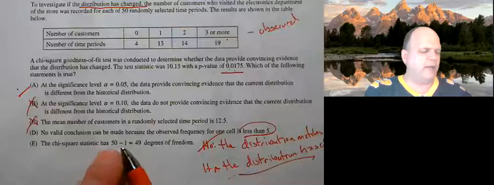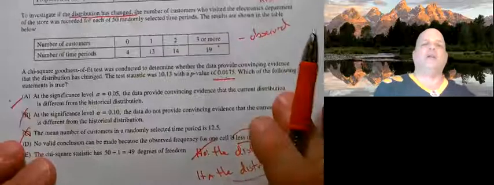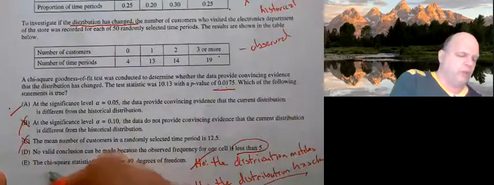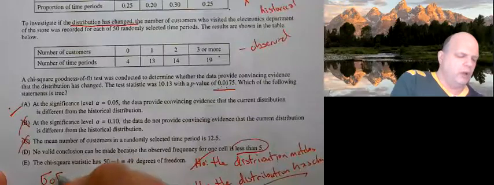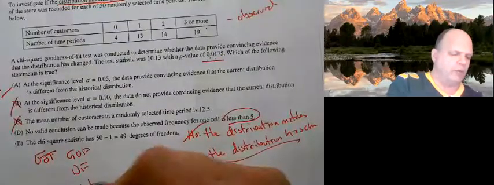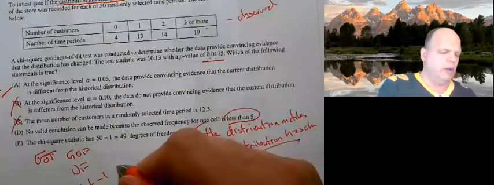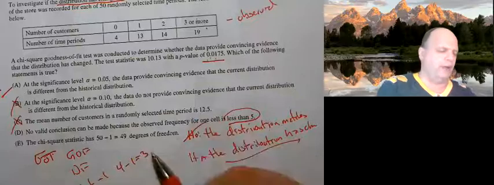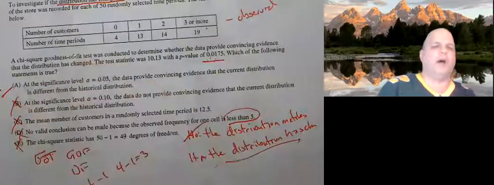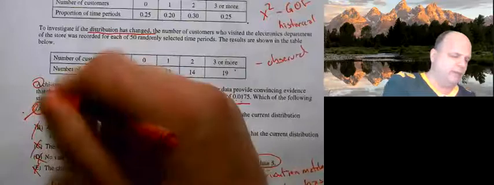The chi-squared has 50 minus 1 or 49 degrees of freedom. No, for chi-squared goodness of fit, the degrees of freedom is categories minus 1. So categories minus 1, and we have 1, 2, 3, 4. 4 minus 1, in this case, 3 degrees of freedom. All right. So the only possible answer is A. Number 35, the answer is A.